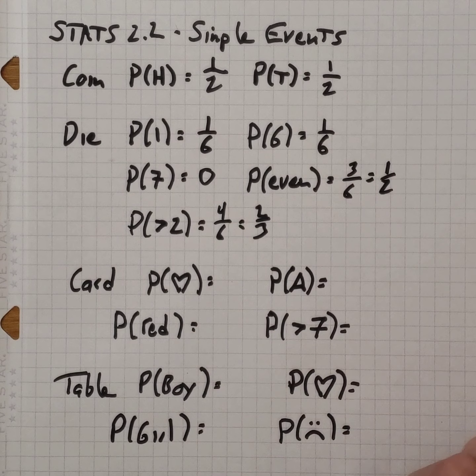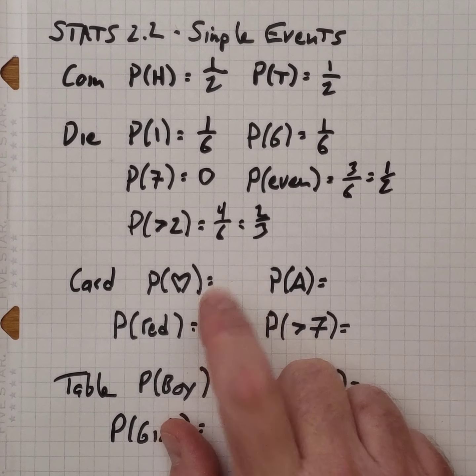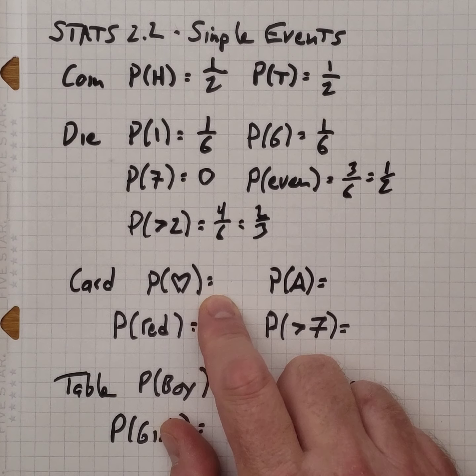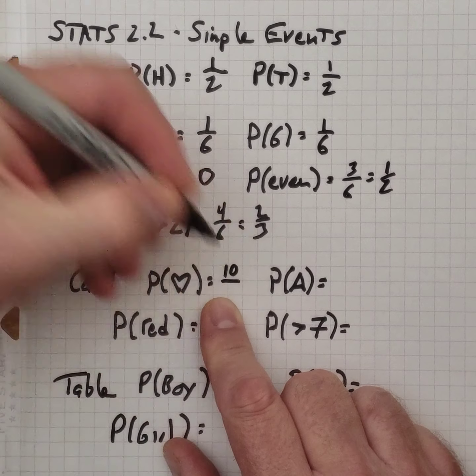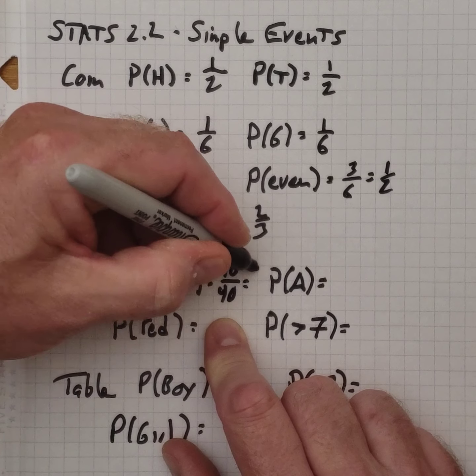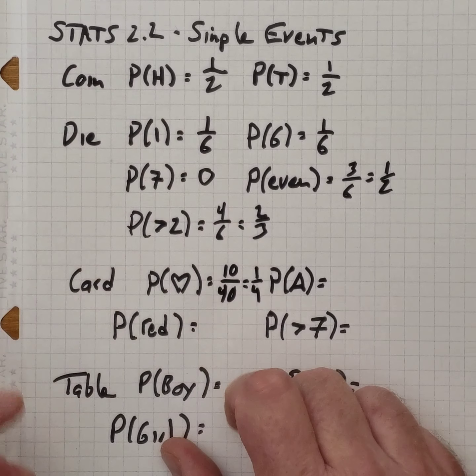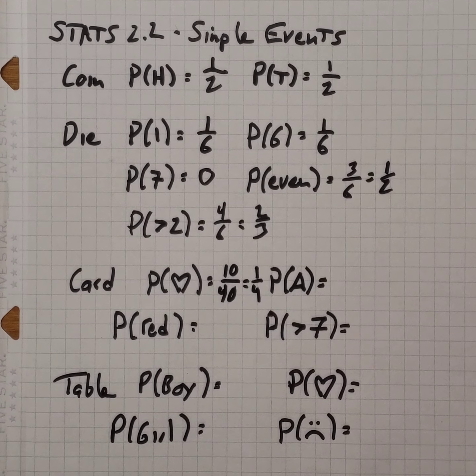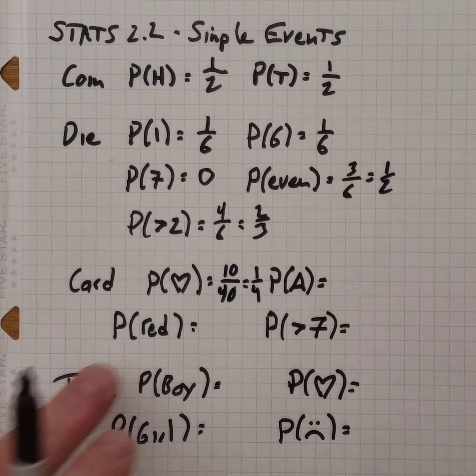So if I draw a card at random from this deck, what's the probability it's going to be a heart? Well, there are 10 hearts, right? Each suit has 1 through 10. So it's going to be 10 out of the total number of cards, 40, which reduces to 1/4.